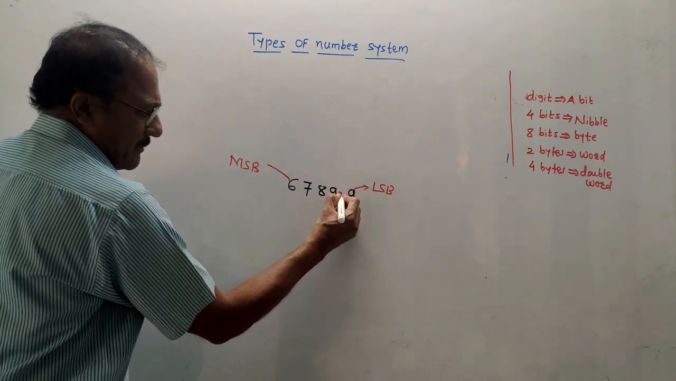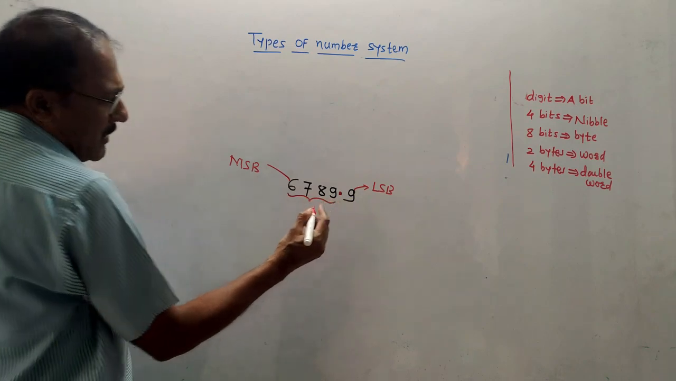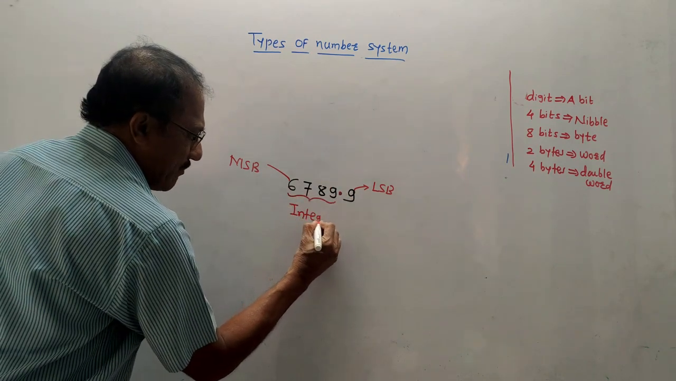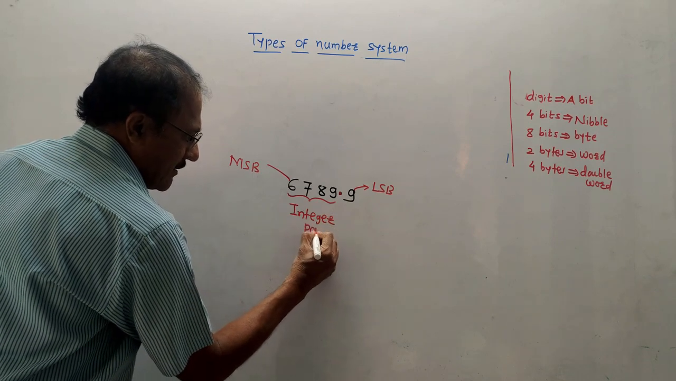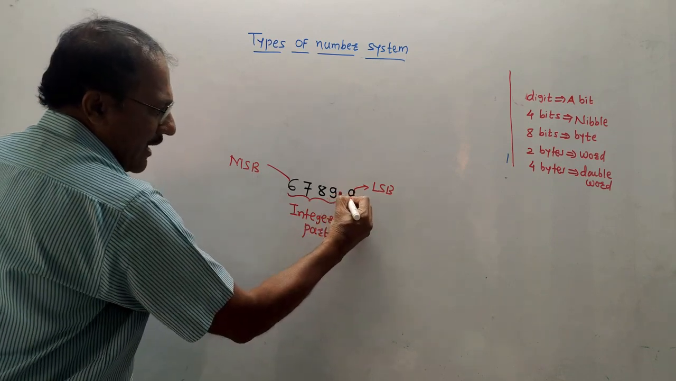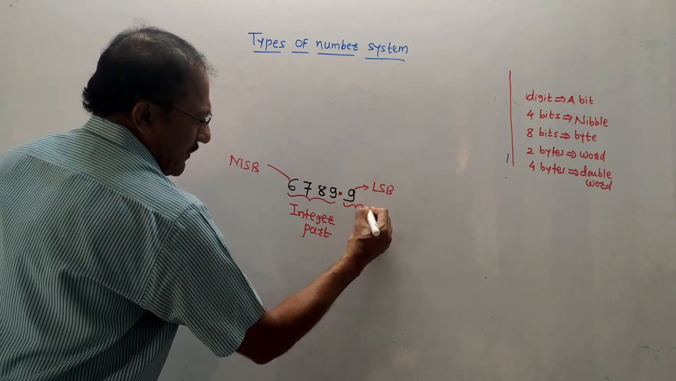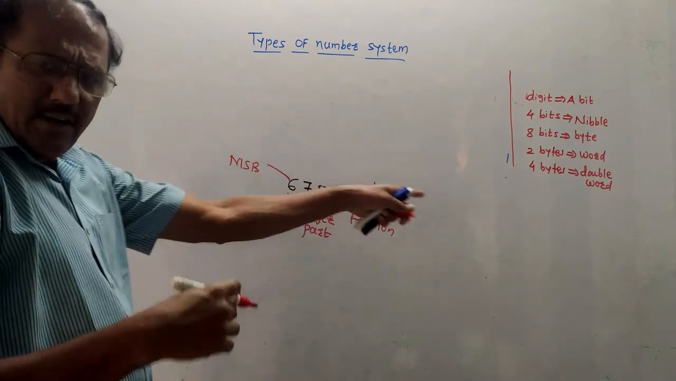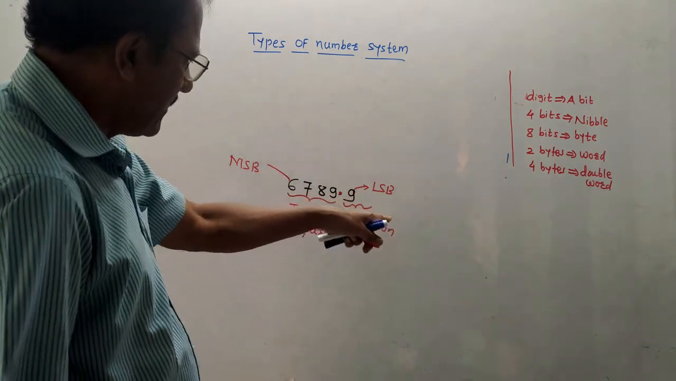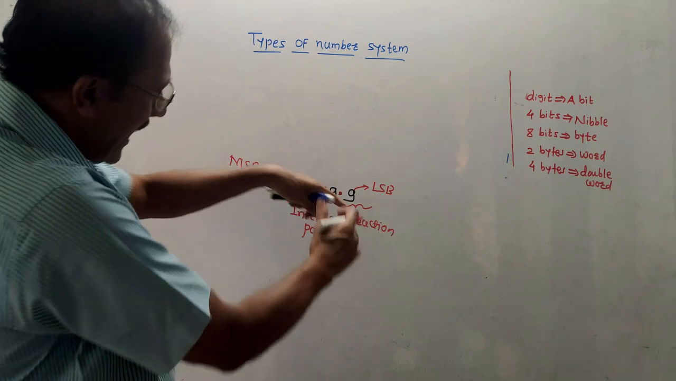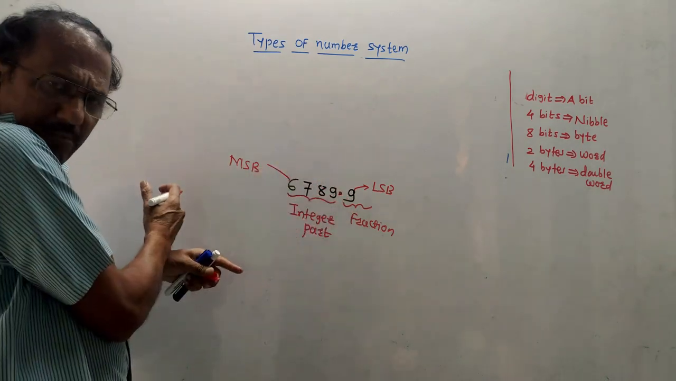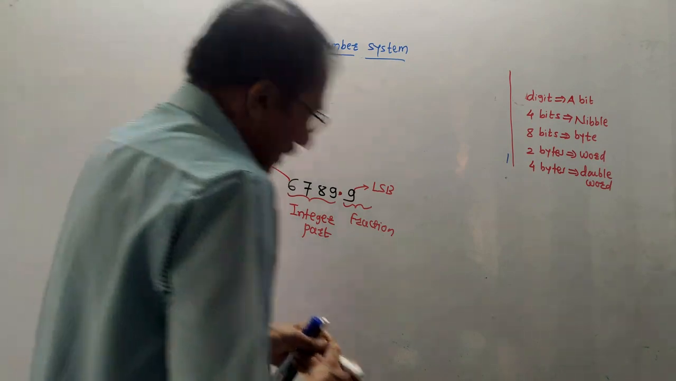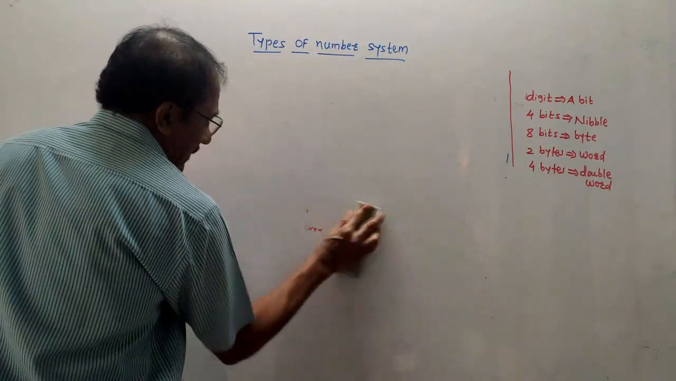Everyone knows this is the decimal point. The digits before the decimal point represent the integer part, whereas the digits after the decimal point represent the fractional part. There can be n number of digits after the decimal point, as well as n number of digits before the decimal point, which represents the integer part. Now consider the same example.